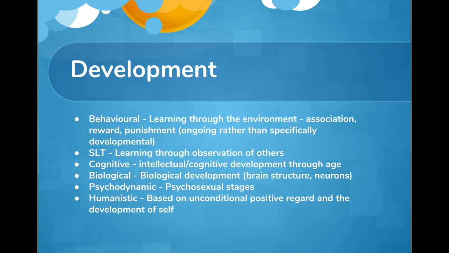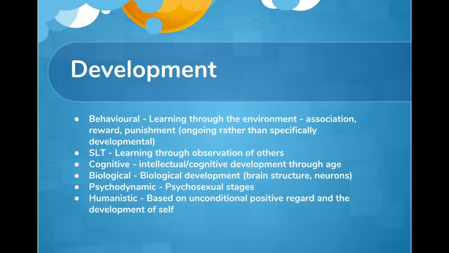The cognitive approach suggests that there is intellectual and cognitive development through age, so our thinking processes increase in complexity as we get older. The biological approach, surprise, surprise, suggests that this is through the biological development of aging, developing neural connections, and brain structures going through different developmental stages. But this is a very biological approach, physiological development, then leading to the change in our behaviour and our thinking being due to the biological structures changing.